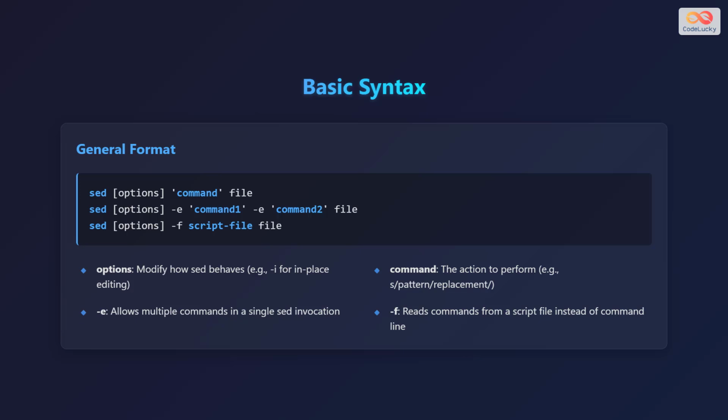It's important to note that options modify how SED behaves, like -i for in-place editing. Command refers to the action to perform, such as substitute, represented as s/pattern/replacement/. The -e option allows the use of multiple commands at once. Finally, the -f option is for when you want to execute a series of commands stored in a separate script file.